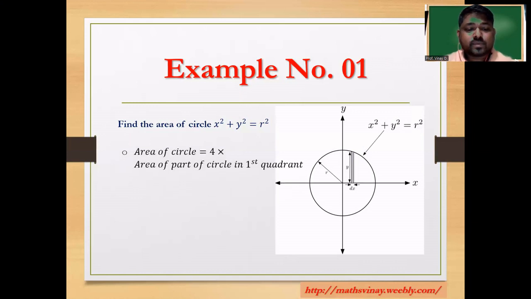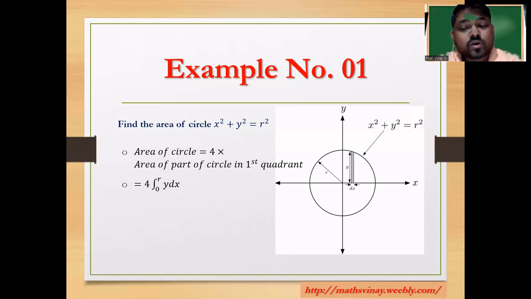Just see. We can see that this area is subdivided into 4 parts. All quadrants cover equal portions of the circle. That means if we calculate the area of any quadrant, then we will get the area of the circle by just multiplying by 4. That means area of circle is equal to 4 times the area of the part of the circle in the first quadrant. But the area of the part of the circle in the first quadrant can be given by the integration 0 to r y dx.